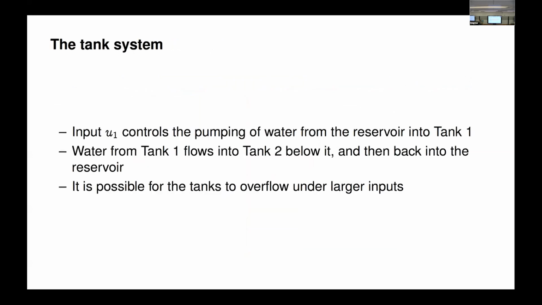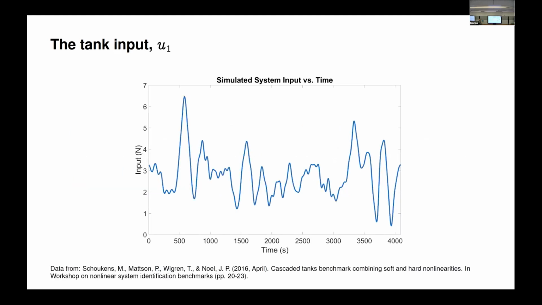I think this just summarizes that. We're going to have a control which is called U or U1. That's the control input, going into the pump, pumping the water up, and then tank 1 water flows out into tank 2, and it's possible for overflow to happen as well. So this is an example of one of the input signals. This is the reference from the team who generated this data, and it was used for that workshop on nonlinear system identification back in 2016. This is just one of the records of the input signal that we'll use in our simulations.